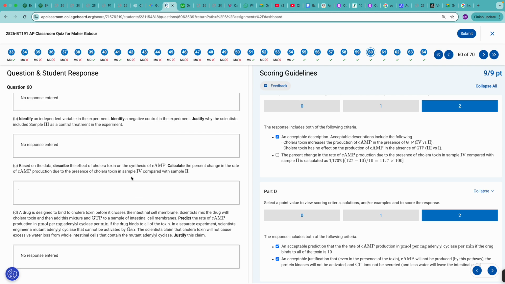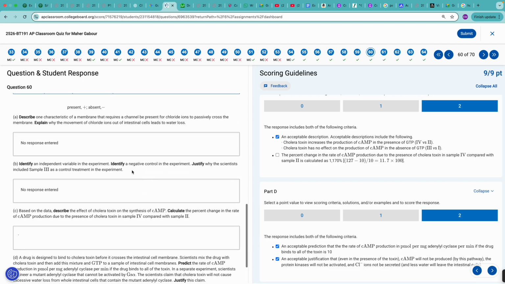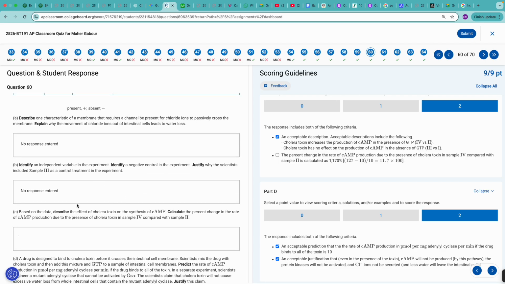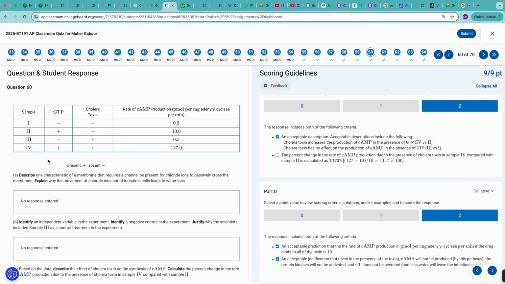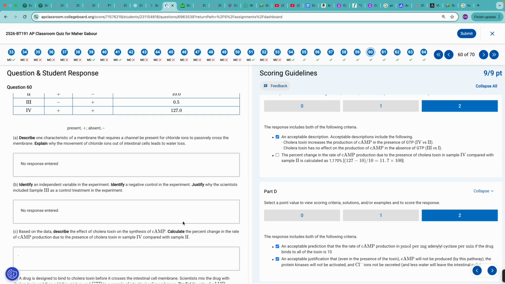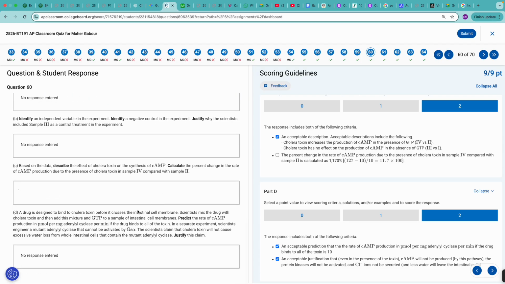Basically, here in part C they told you sample 4 compared with sample 2. If you're doing sample 4 compared with sample 2, that means sample 4 is the new one and sample 2 is the old one. That's the best way I can put it. You're comparing sample 4 with 2, so 2 is the original one. So 127 minus 10 over 10 equals 11.7, times 100. Why are you using these numbers? Number one, they're the only numbers given to you, and they want the percent change in cyclic AMP production, so that's why I use those numbers.